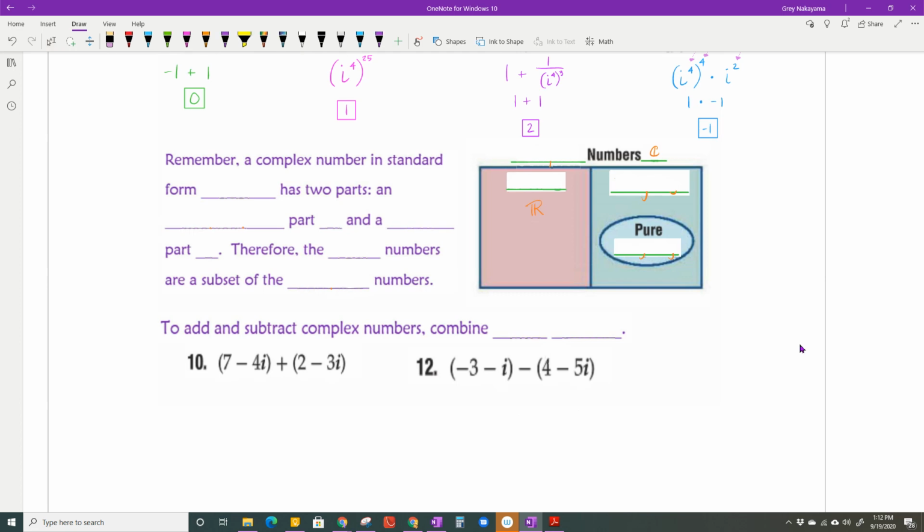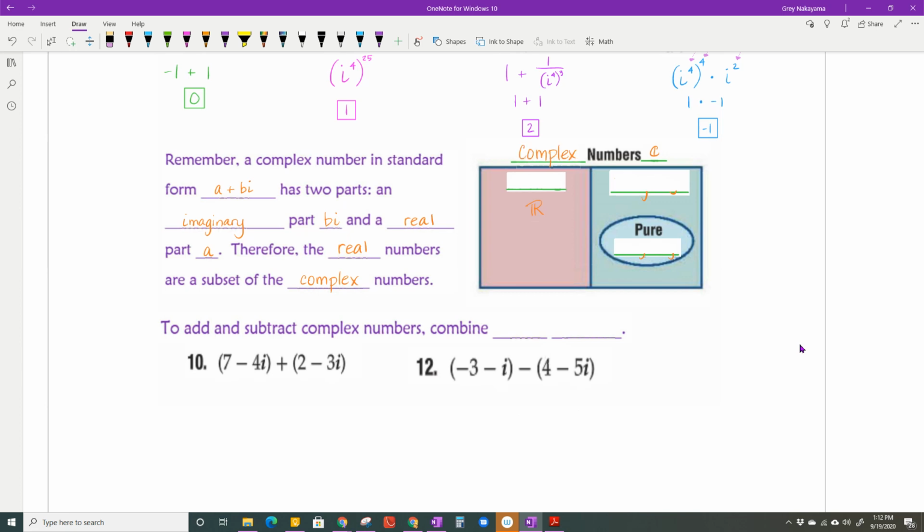Remember, a complex number in standard form, a plus bi, has two parts. It has an imaginary part, bi, and a real part, which is a. Therefore, the set of real numbers is a subset of the set of complex numbers.